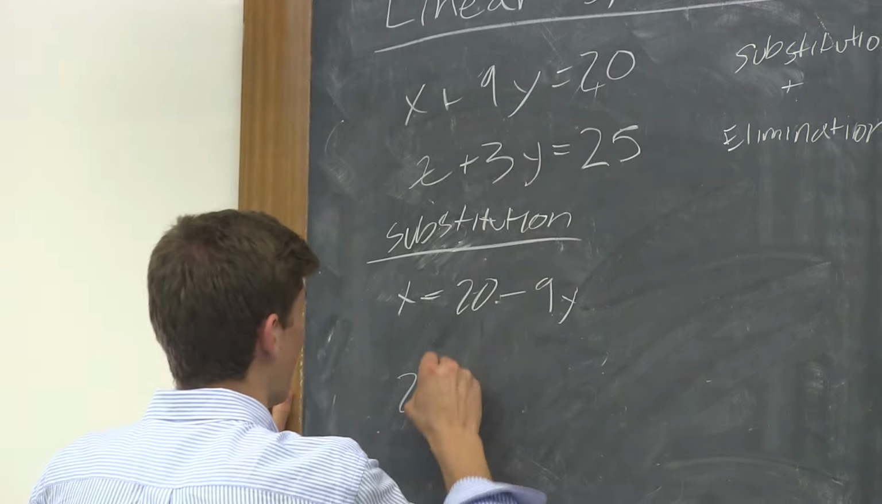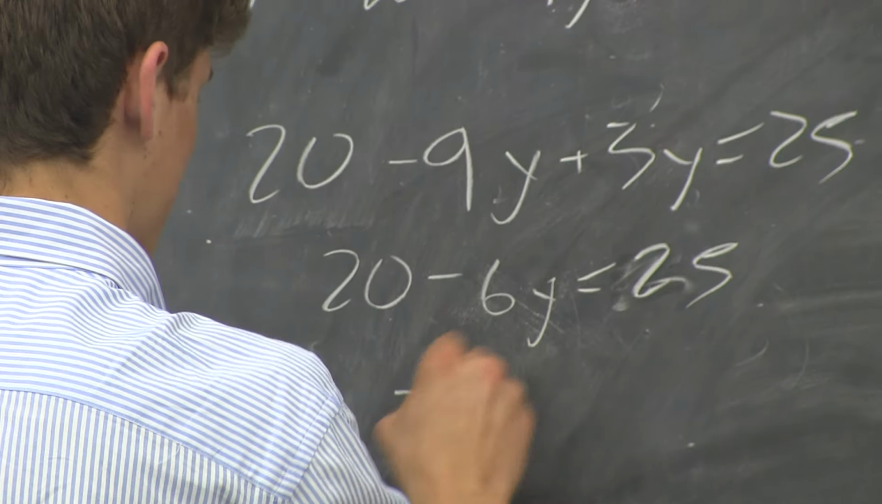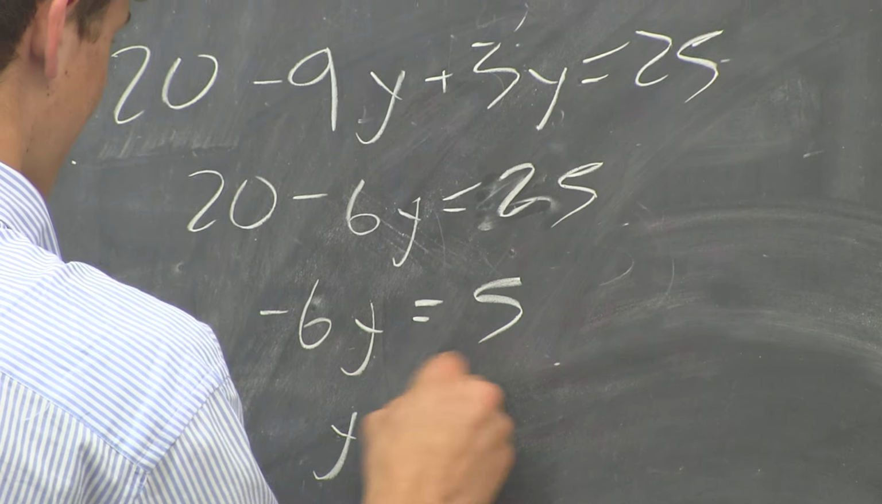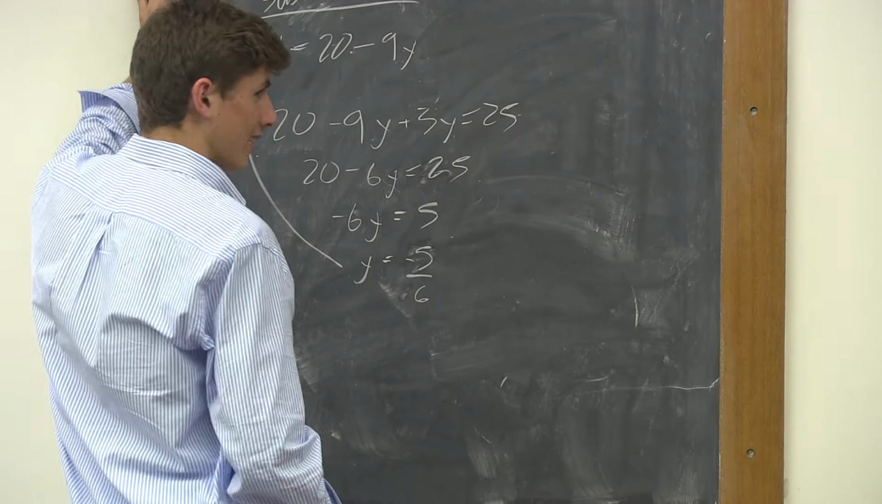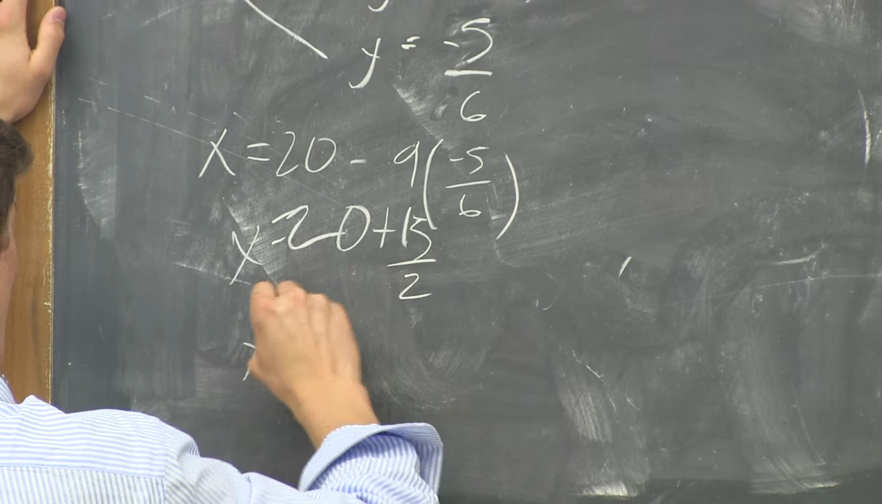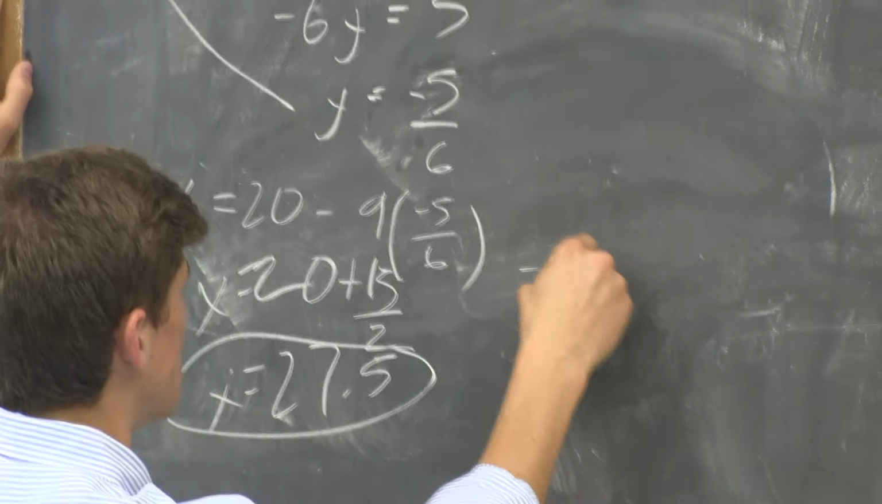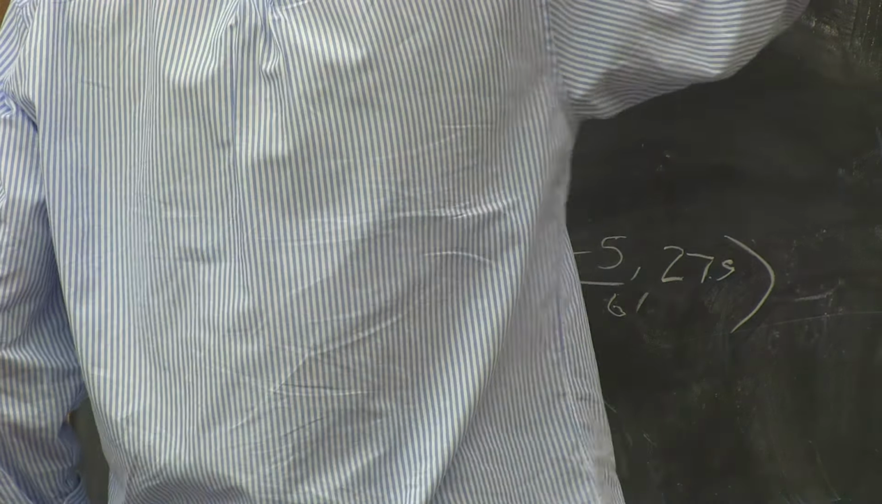Alright, now we got the elimination and the substitution of these two linear systems. John has gone with substitution first. So he's found the equation in terms of x, and he's plugged that in, got his y value. Now he's going to plug that back in. And there's his answer, 27.5 for x, and negative 5 over 6 for y.